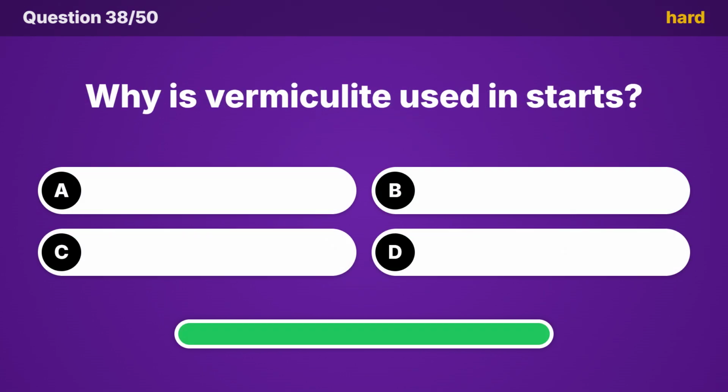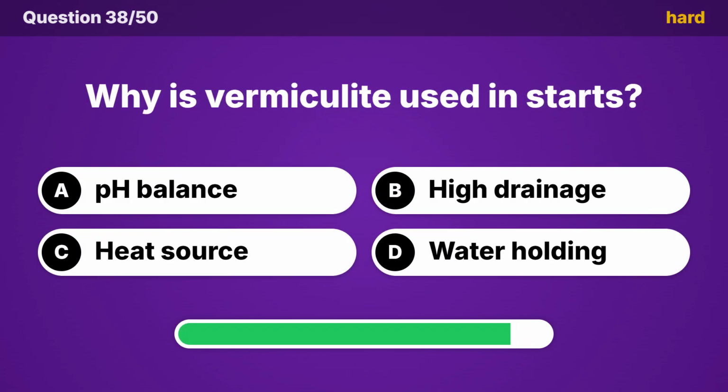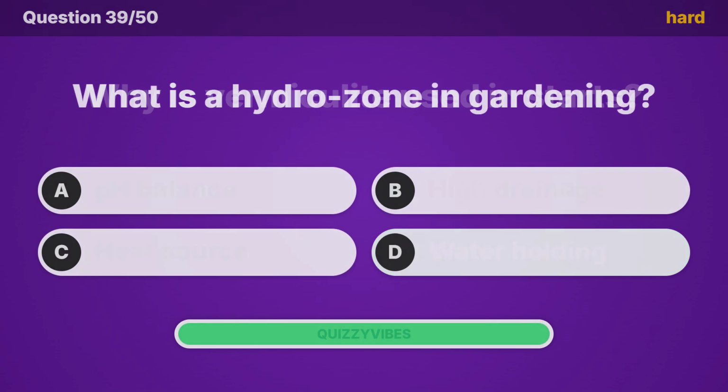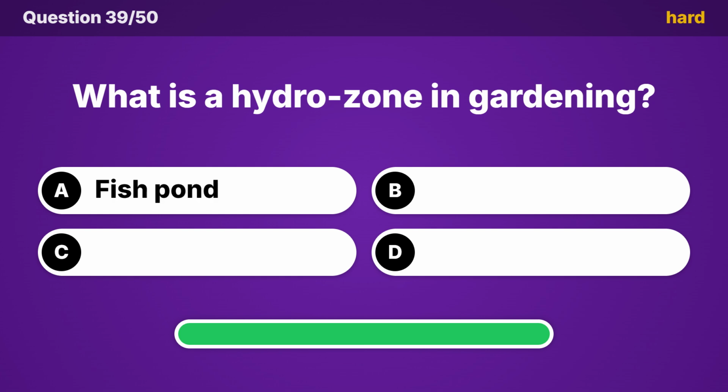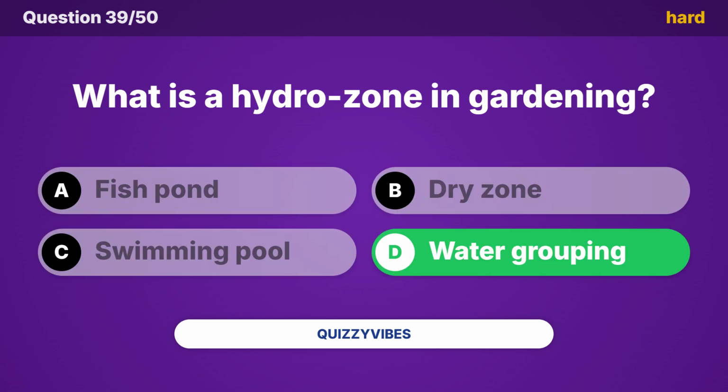Why is vermiculite used in starts? The answer is water holding. What is a hydrozone in gardening? The correct choice is water grouping.